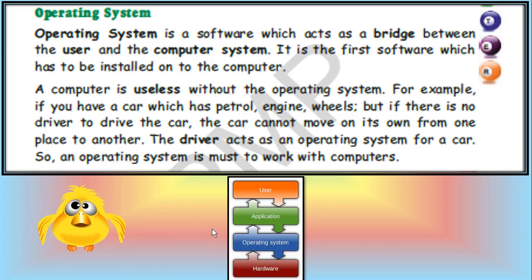For example, if you have a car which has petrol, engine, wheels, but if there is no driver to drive, the car cannot move on its own from one place to another. The driver acts as an operating system for a car. So, an operating system is a must to work with computers. You can see in this diagram, the first is the hardware, then the blue is the operating system, and the green one is the application, and then the user. Operating system works as a bridge between the hardware and the application software.